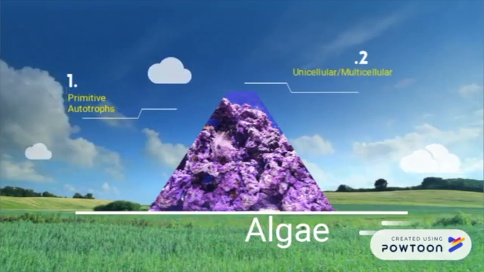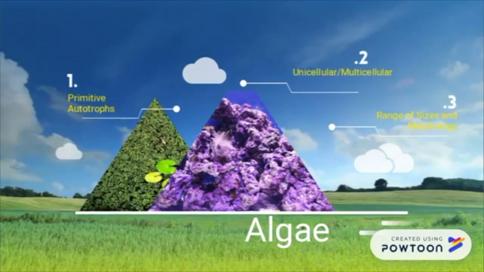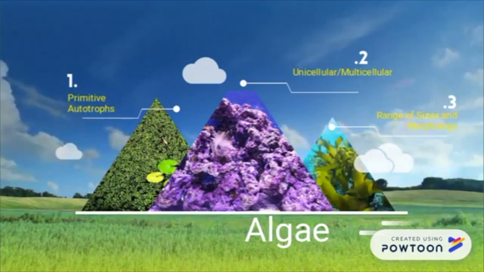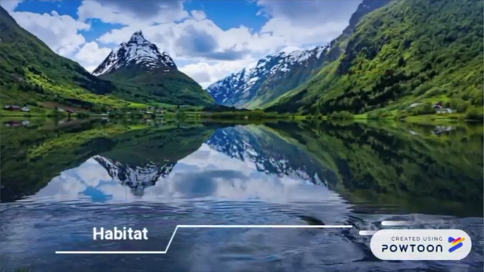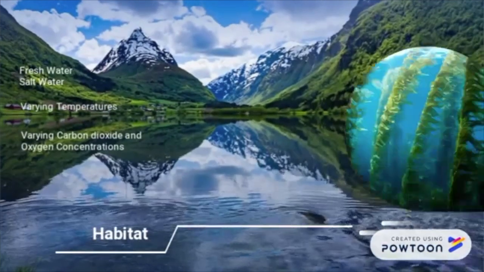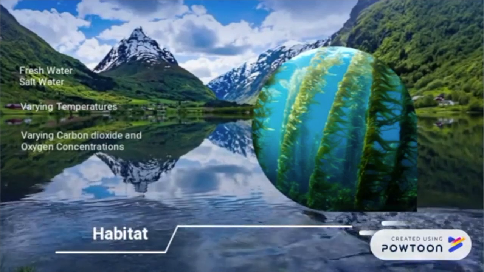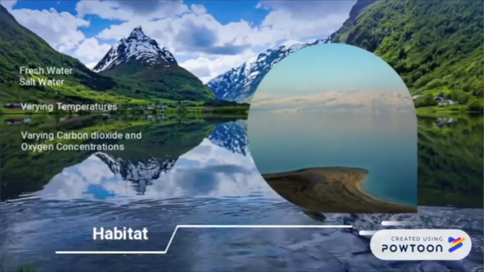They include both uni and multicellular organisms ranging in size and morphology, from minute organisms to large seaweed. Algae thrive in both fresh and saltwater environments in a range of temperatures and conditions. For example, giant kelp can be found more than 200 meters beneath polar ice sheets, whereas green algal species are only found in hypersaline waters.